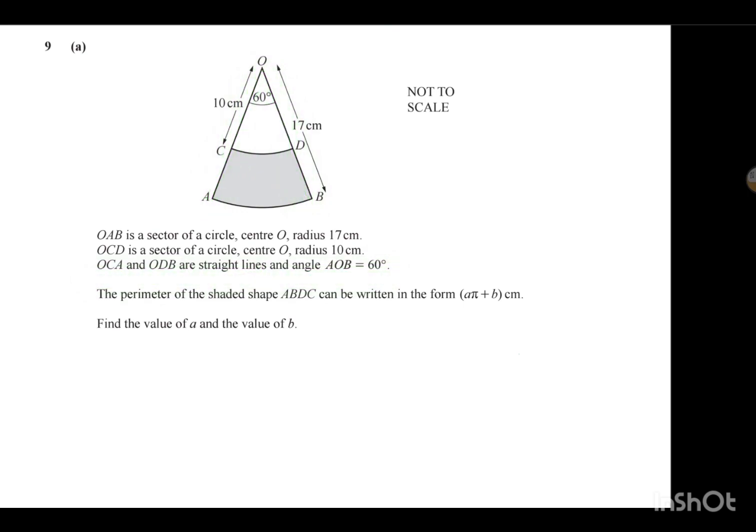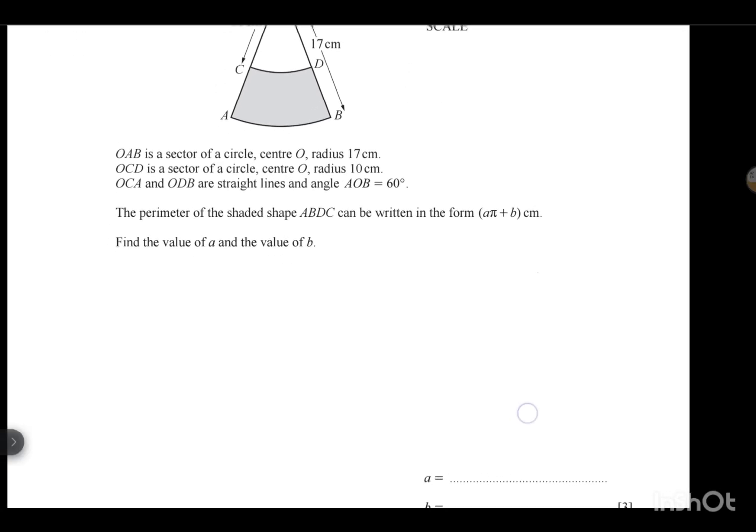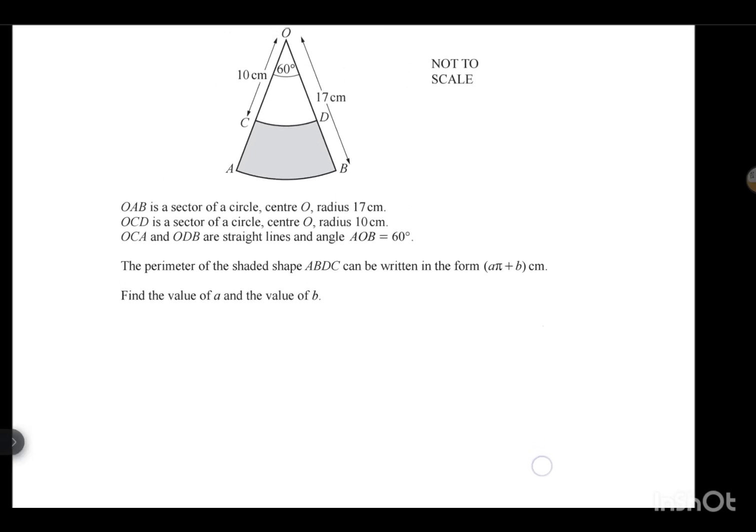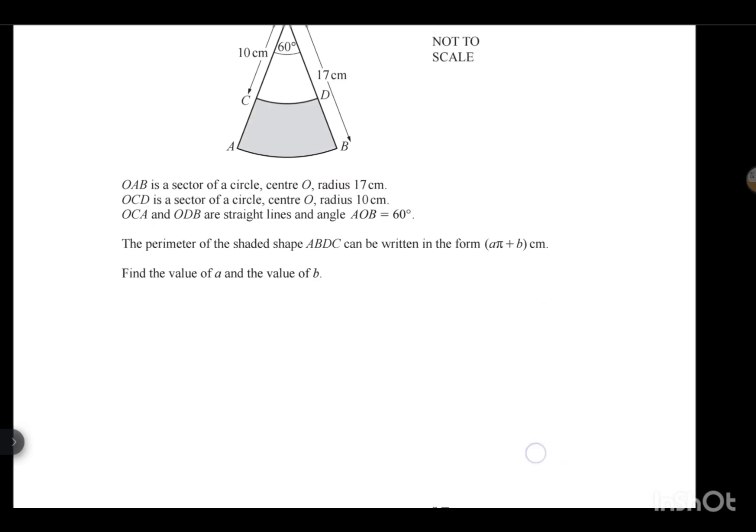The perimeter of the shaded shape ABDC can be written in the form of A into pi plus B centimeters. This is the shaded shape. Find the value of A and B. We have to find the value of A and B here. Okay, so the sector is given to us, the angle of the sector is given. We need to find out the perimeter of the shaded part. To find the perimeter of the shaded part, we will have to know the side CD and DB, that we will get by doing 17 minus 10.